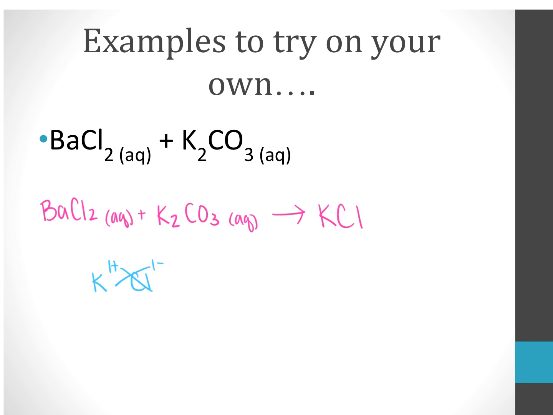And then what's your second product? Good. We get BaCO3. Again, let me show you the crisscross rule. Barium has a +2 charge. And if you look at the back, carbonate is CO3. Part of the formula is CO3, so that 3 does get carried over. It has a -2 charge. Are those +2 and -2 going to balance out? Yes. So it just becomes BaCO3.